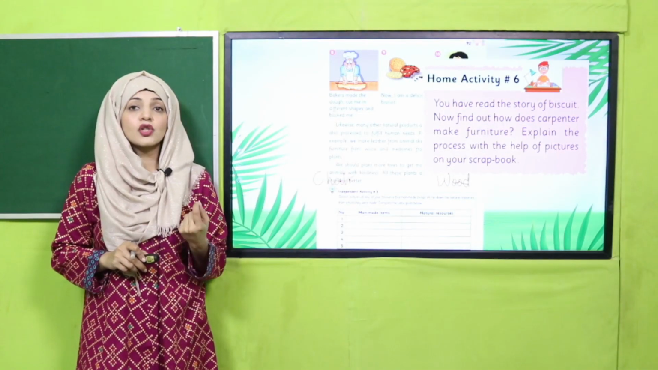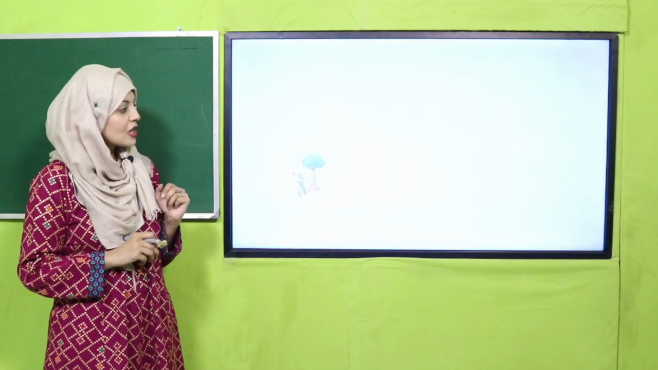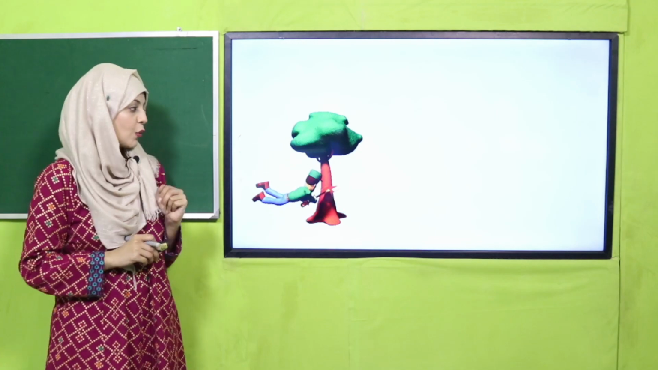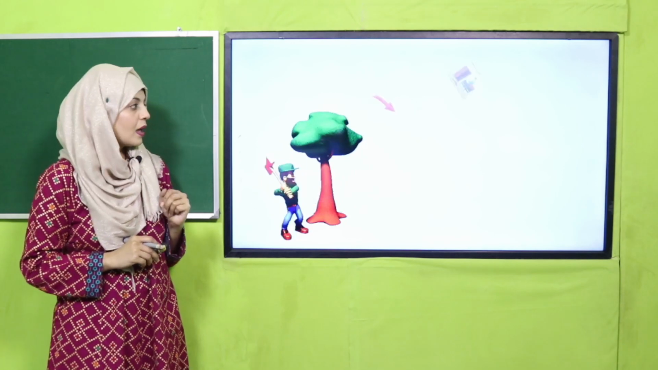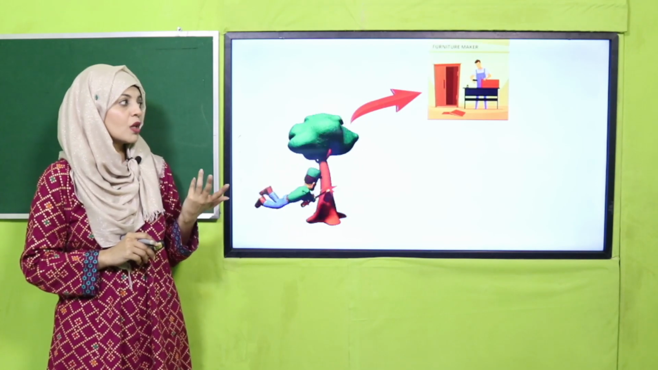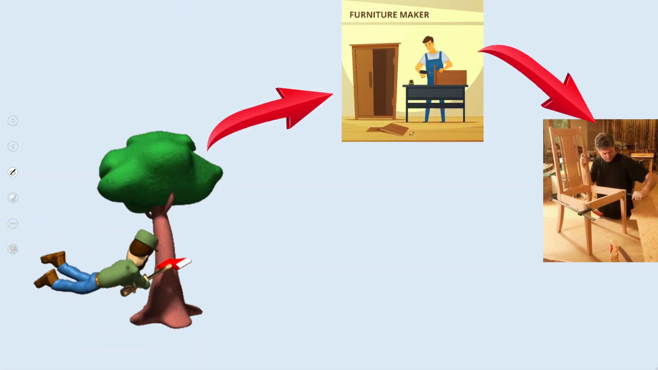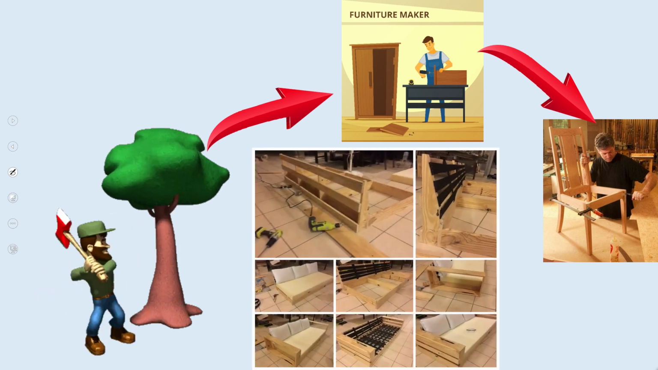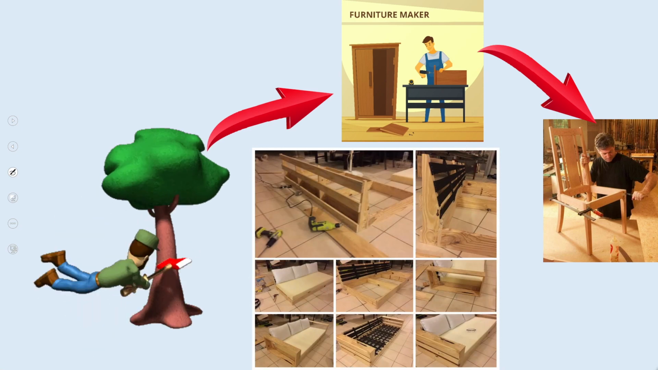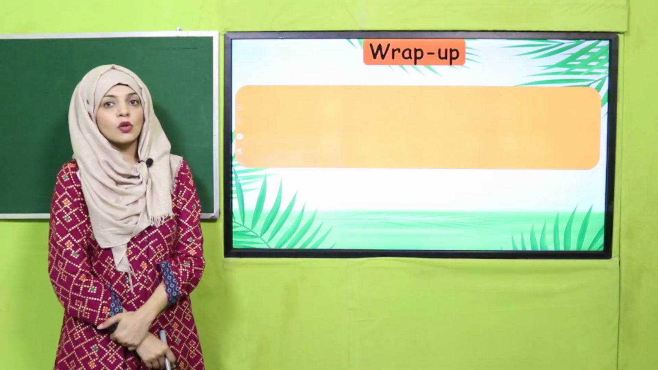Now you have to make a story of how the carpenter makes furniture. I will help you out a little with the pictures so that you can write a story. The woodcutter will cut the wood. You can see him cutting the wood. Then he will send the wood to the furniture maker. Here he will cut the wood into pieces and then he will shape it into different types of furniture. Here you can see different pieces or parts of the furniture, and that's how he will make the furniture. So you have to write the story and also paste the pictures.